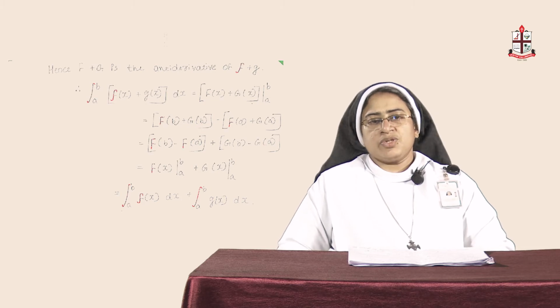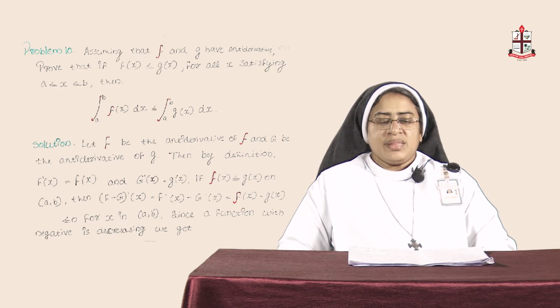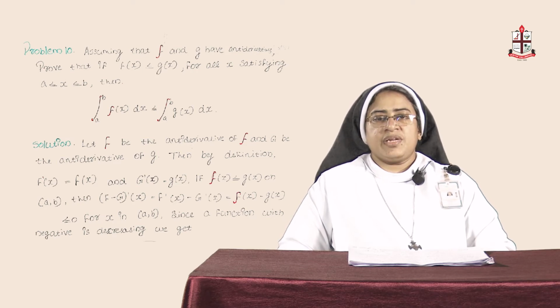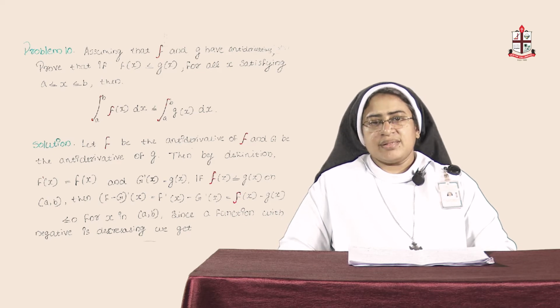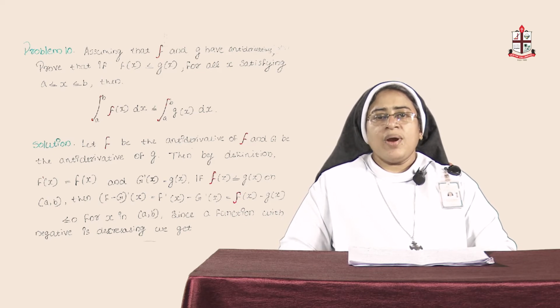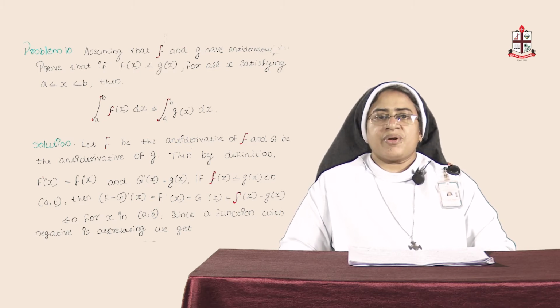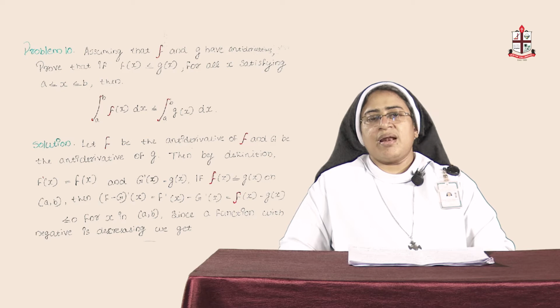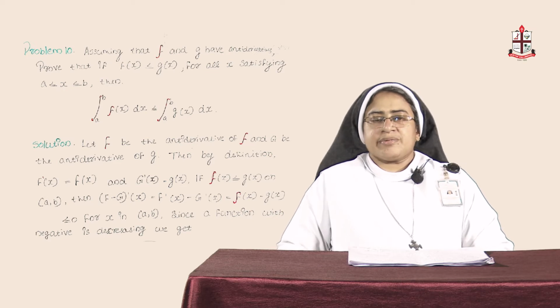So, the 9th problem is over and next comes the 10th problem. It is a very simple one. Assuming that f and g have antiderivatives, we have to prove that if f(x) is less than or equal to g(x) for all x satisfying a ≤ x ≤ b, what will happen then? The integral from a to b of f(x) dx is less than or equal to the integral from a to b of g(x) dx.